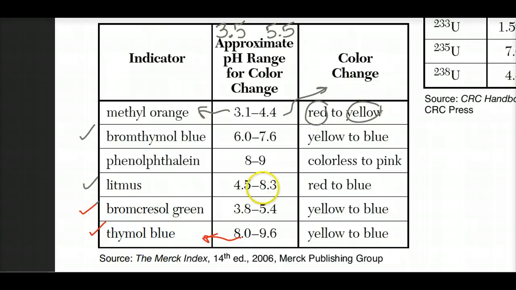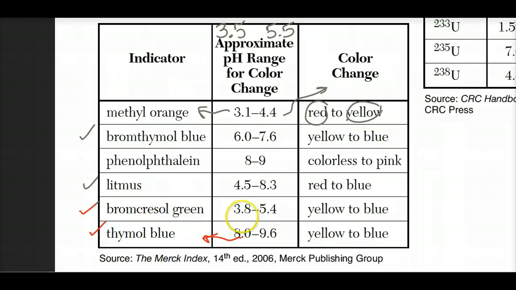Litmus, they're both less than 8.3. Okay, 5.5 is going to give me some color in between, not a drastic color change. And then bromothymol blue, okay, well, they're both less than 6, so they'd both be yellow. So litmus and bromocresol green will give me the best choices, but this purple to red is still very close. Nice yellow to blue color change, okay, would be the best answer.